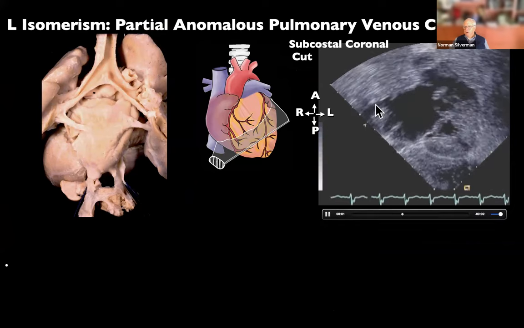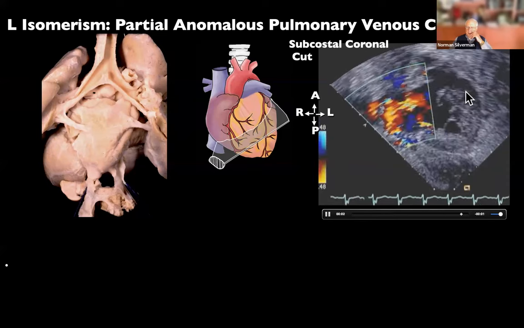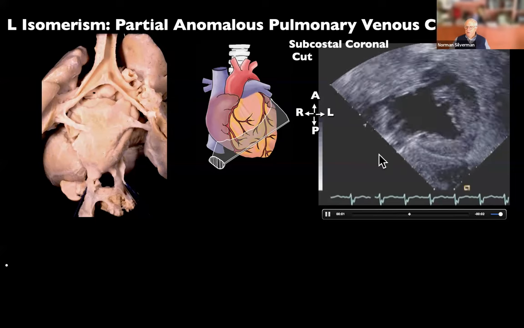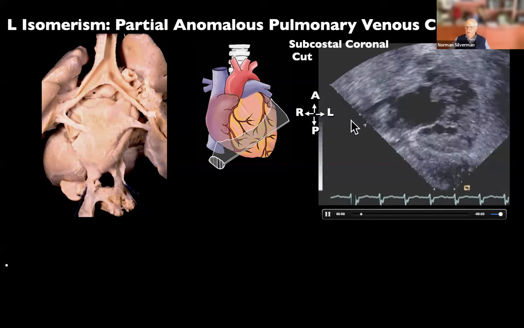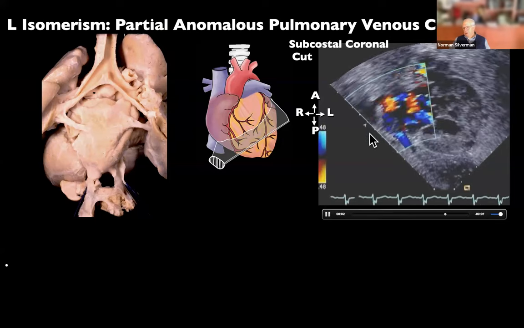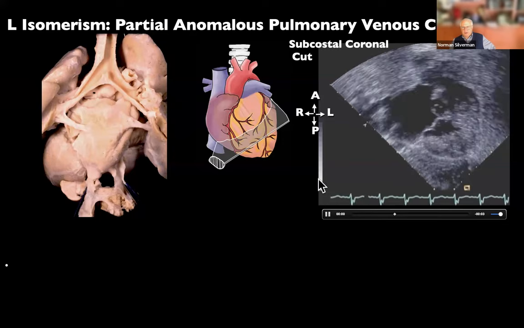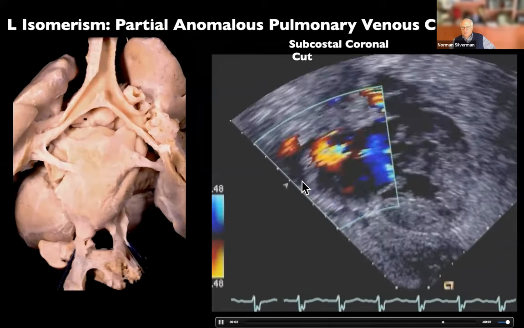Here's the color showing this. We missed the color here, but I think you can clearly see that there's a pulmonary vein on this side draining to this side of the atrium. I think there's a little atrial strand here. And then this is the right pulmonary veins on this side. And there's a common AV septal defect as well, common AV valve with an AV septal defect.